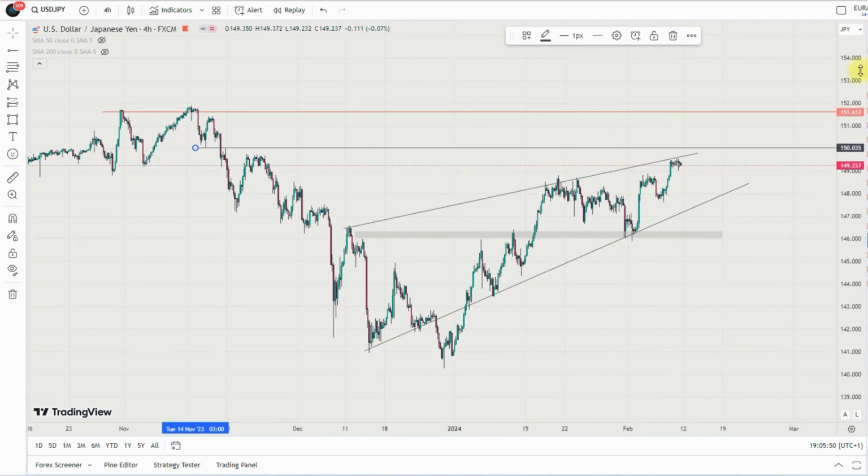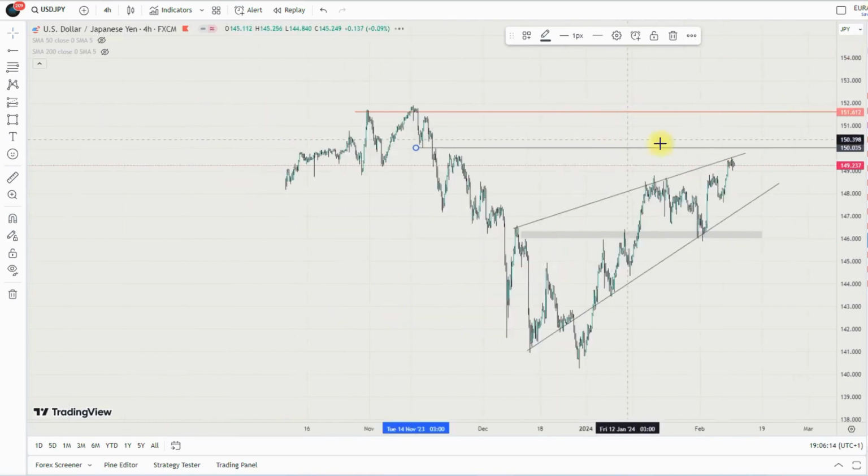But I'm still bullish on US dollar, so I will be looking for a long position on US dollar JPY, but I want to rule out the possibility of a retracement back to this level and then probably a rejection to the upside and a break of the 150 level to 151.61, where the all-time resistance is.